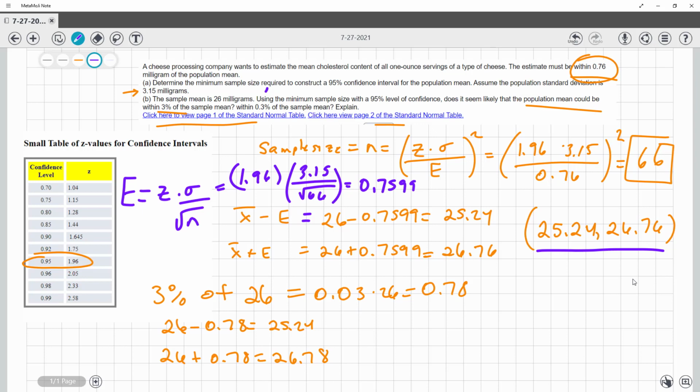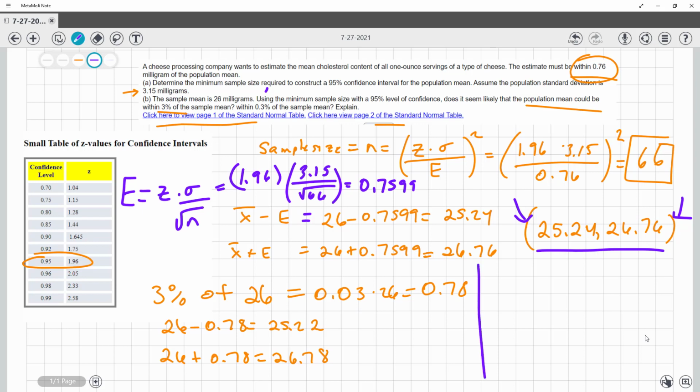Notice, if you had this on a number line, I wrote 25.24 in my horrible handwriting, that should be 25.22. If you wrote these values on an actual number line, the 25.22 would be down here, and the 26.78 would be up there. So basically what we're saying is that no, it does not seem likely that the population mean could be within 3% of the sample mean, because this 3% off from the sample mean would fall outside the confidence interval, which it did.